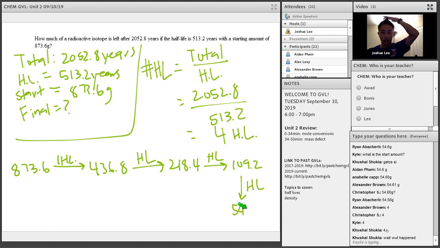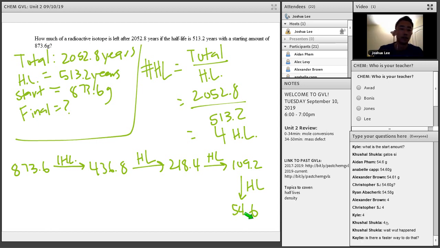Nice. Only Annabelle and Christopher got the actual answer. Because you started off with 4 sig figs, you also want 4 sig figs.